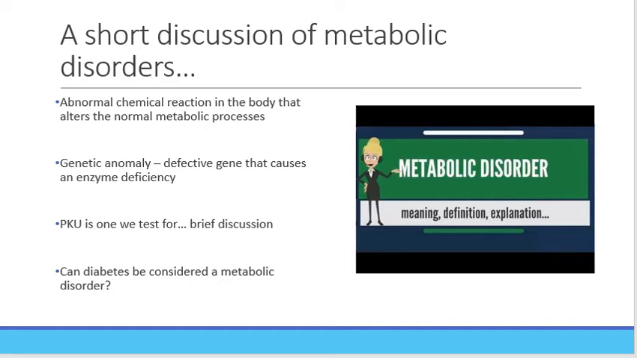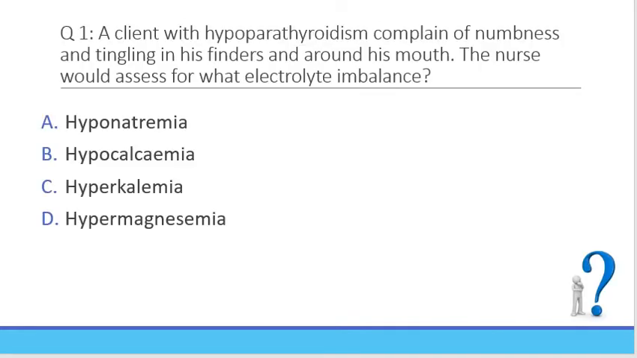So we did review these questions in class, but in case you did not write them down, I figured I'd just quickly go over them. Question 1, the answer was B. Hypoparathyroidism can cause low serum calcium levels. Numbness and tingling in the extremities and around the mouth area are the hallmark signs of low calcium. Normal calcium level is between 9 and 11.